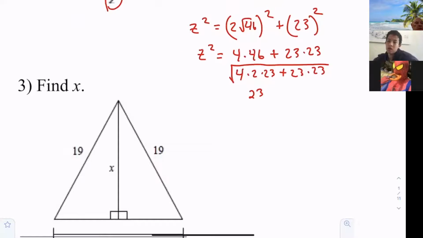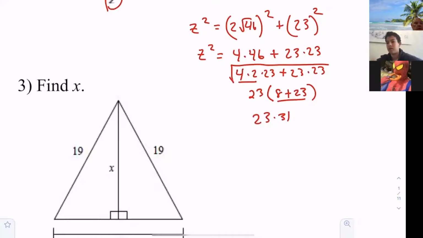That's 23 times 8 plus 23, which really doesn't help me any. Does everybody see how that's 8 plus 23? So then it's just 23 times 31, square root of that. Did that help me at all? No. For some reason in my brain, I had 23 as a perfect square. I'd be able to pull it out. So that didn't really help me, correct? Is everybody good with that?